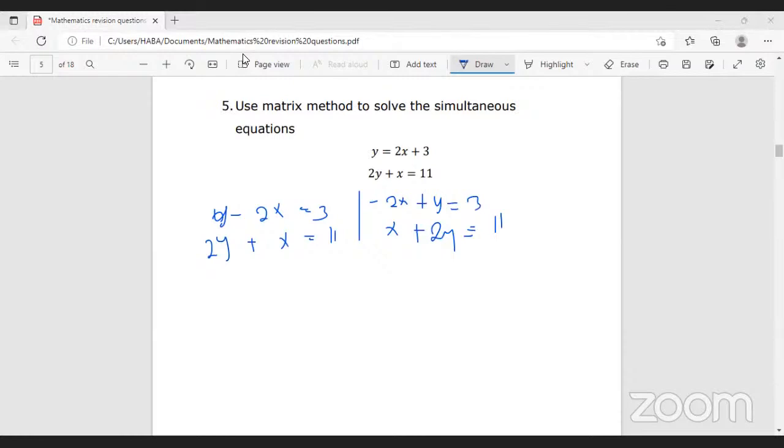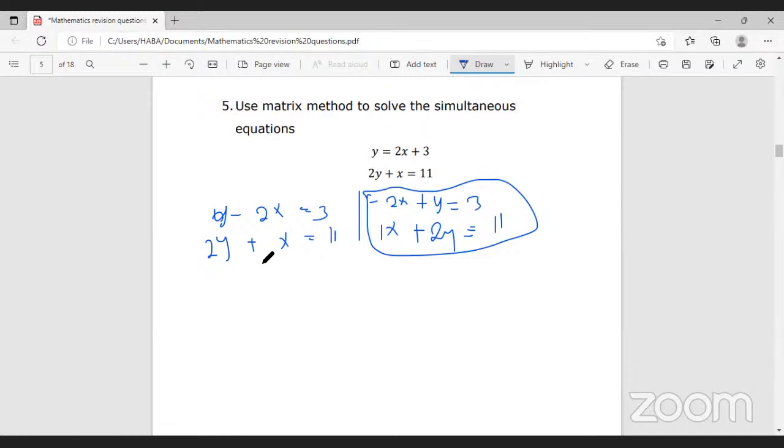So which of them can we use? The one on the right or the one on the left? There are two methods. Let us use the one that starts with x. Yes. Okay. So we are picking this.